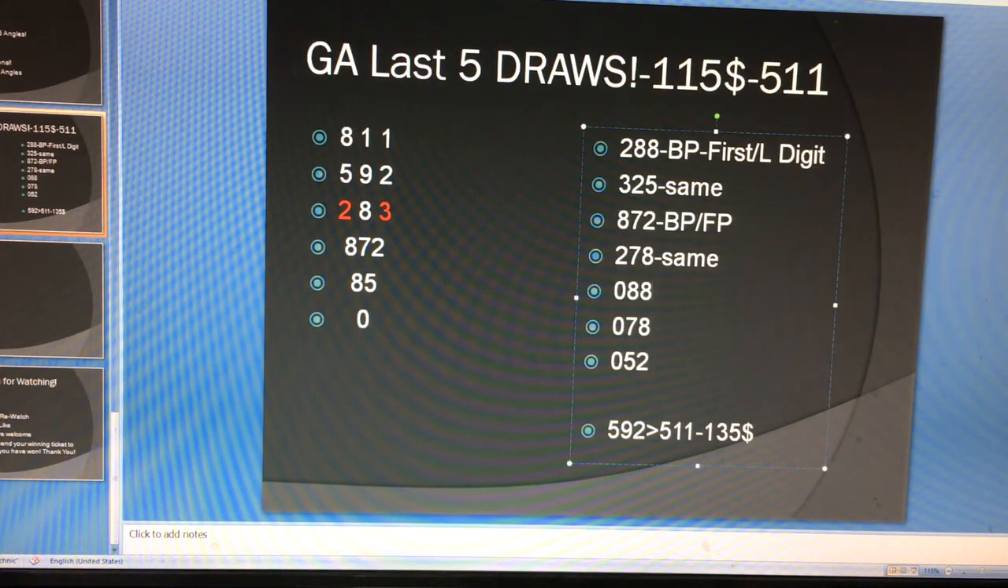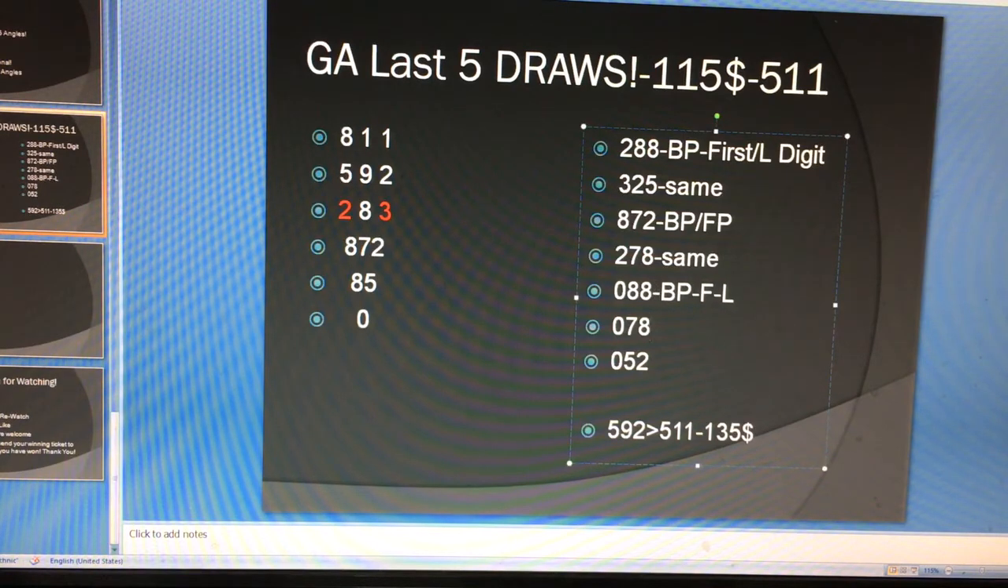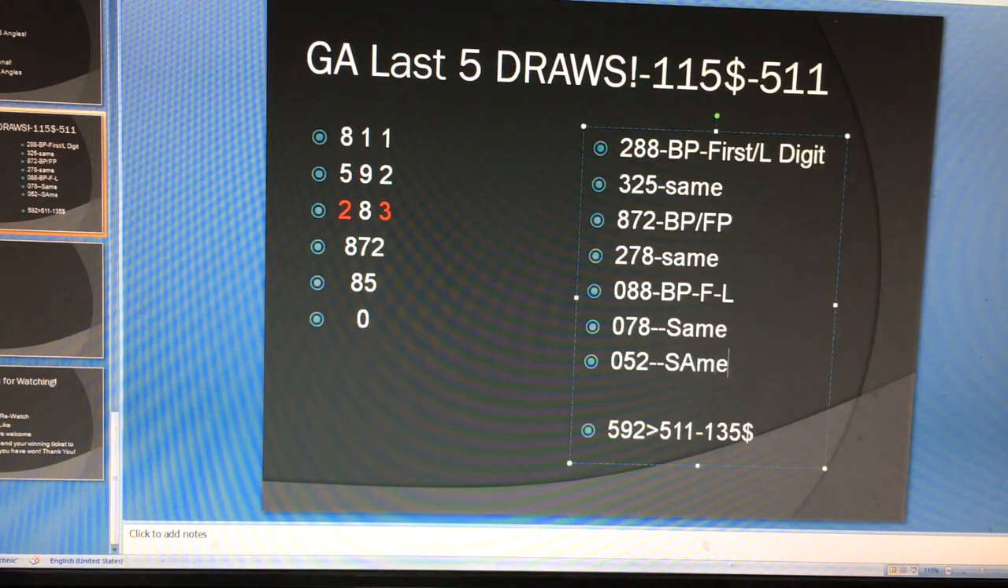088 can be changed as back pair, first digit or last digit. And your 078, same thing. And this goes same. Your back pair, first digit change or last digit change. You cannot change the front.